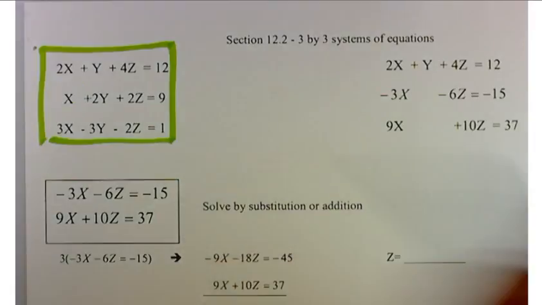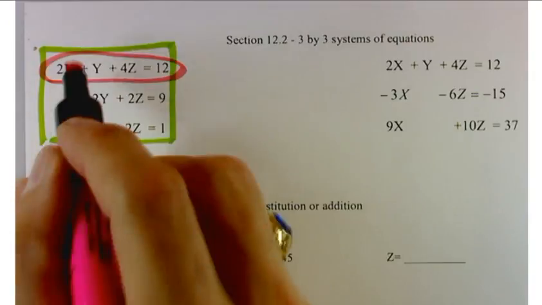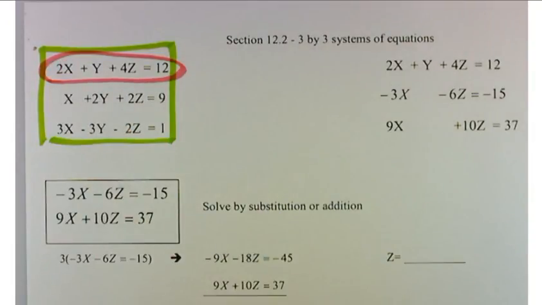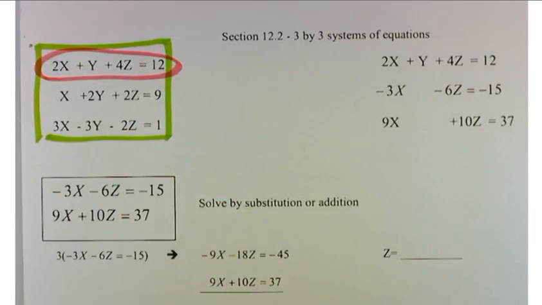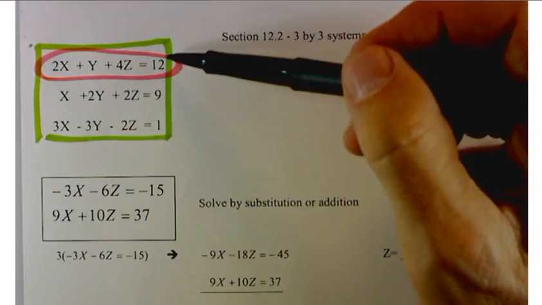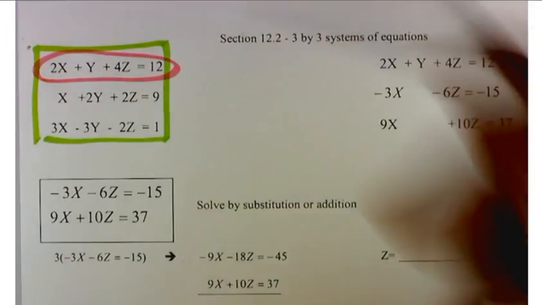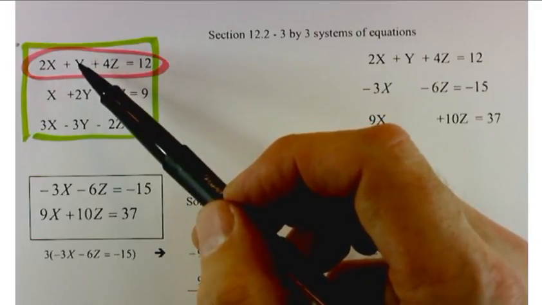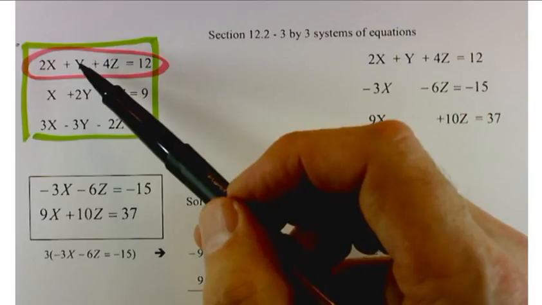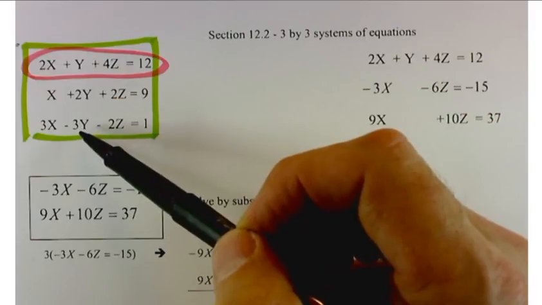So, how do we do this here? Well, my first goal in solving these things is to pick an equation. For convenience, pick something that has a variable with a coefficient of 1 or negative 1. And here's what we're going to do. We're going to use this equation to eliminate one of the variables from the other two equations. Now, what do I mean by that? Well, since y here has a coefficient of 1, I'm going to use that to eliminate the y from this equation, and then again use it to eliminate the y from this equation.